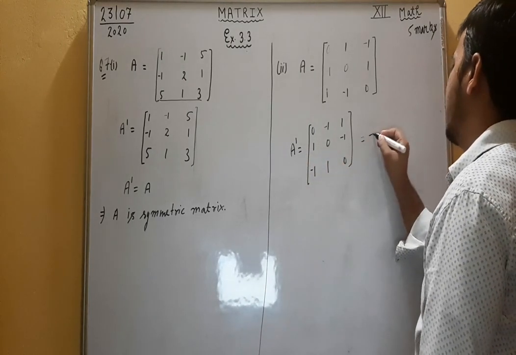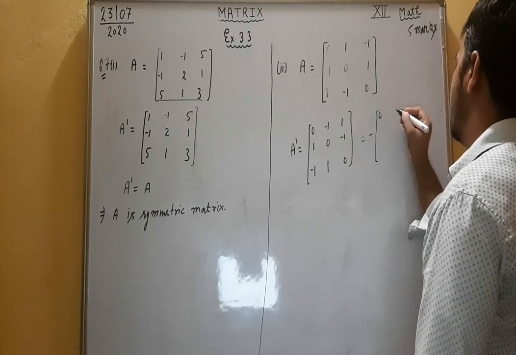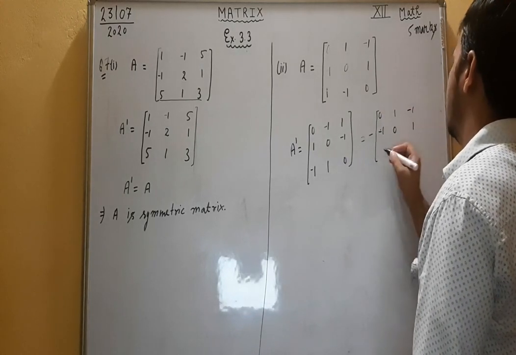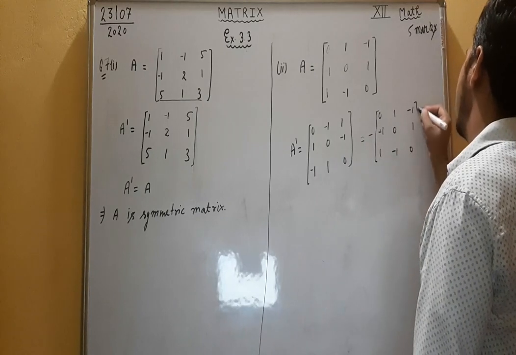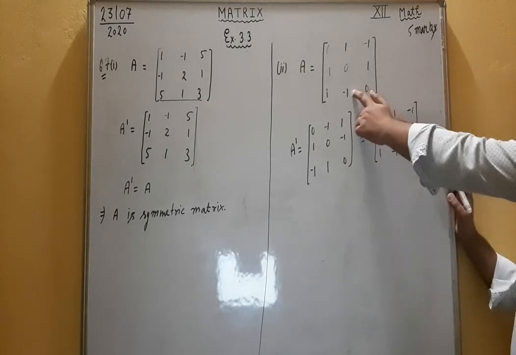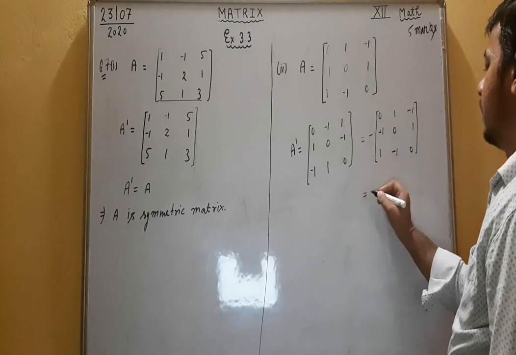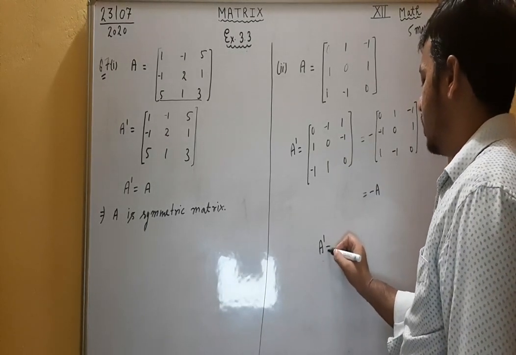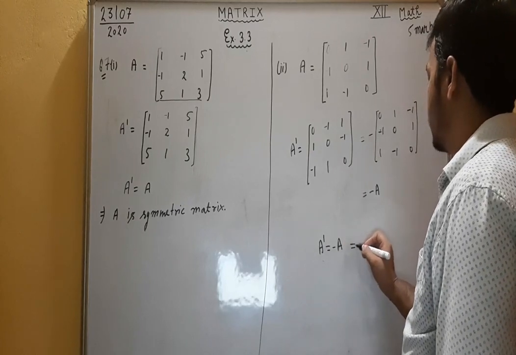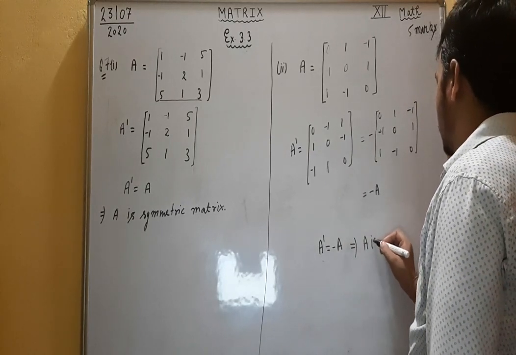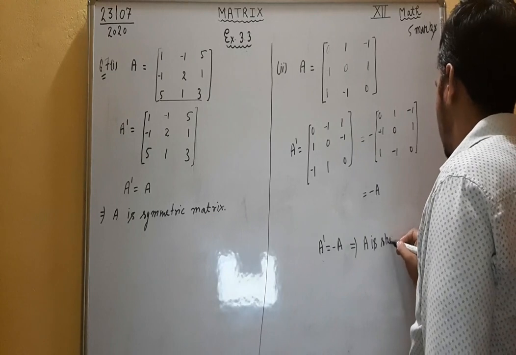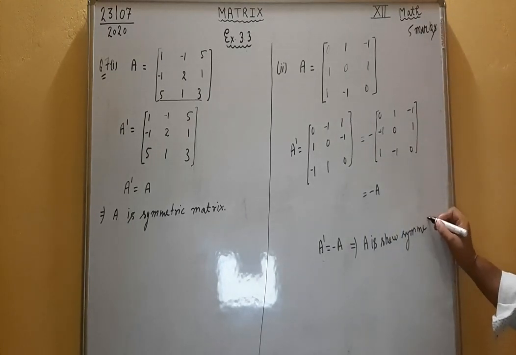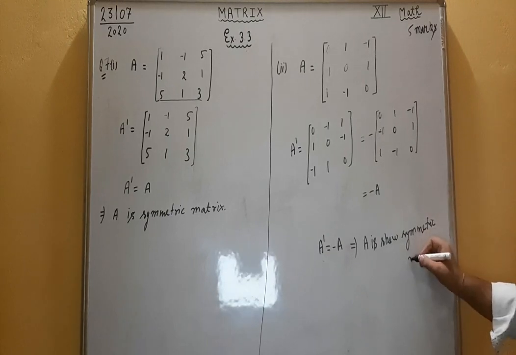Now take the minus sign common out. 0, 1, minus 1, minus 1, 0, 1, 1, minus 1, 0. See, this matrix and this matrix are same. So it is equal to minus A. Means transpose of A is equal to the negative of A. This implies that A is a skew symmetric matrix, right?